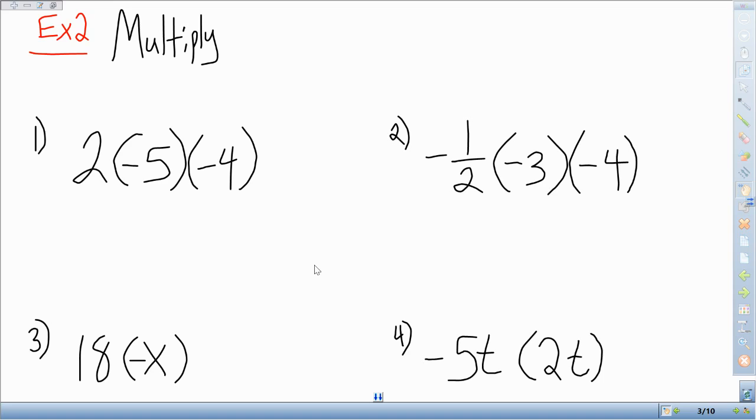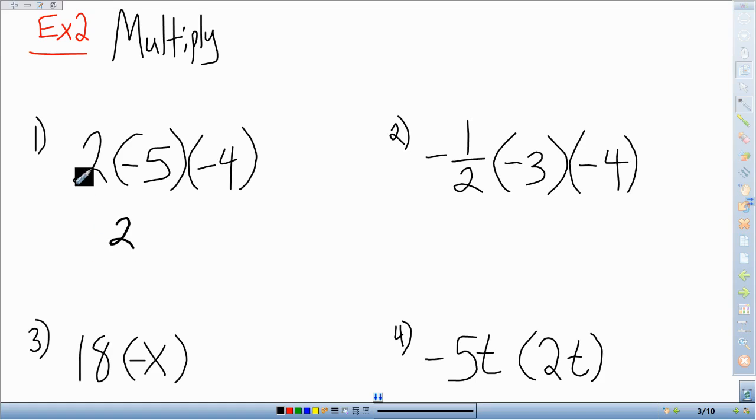On number one here, we have three numbers being multiplied together. First thing to know, when you have a bunch of multiplication, you can multiply these numbers in any order you'd like. I can start with 2 times negative 5, or 2 times negative 4, or negative 5 times negative 4. Whatever order you want, completely up to you. I'm going to do what comes to mind first. I'm going to multiply my negatives together, and keep this 2 here.